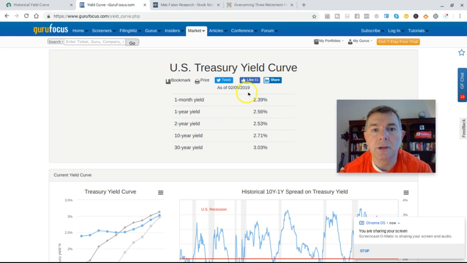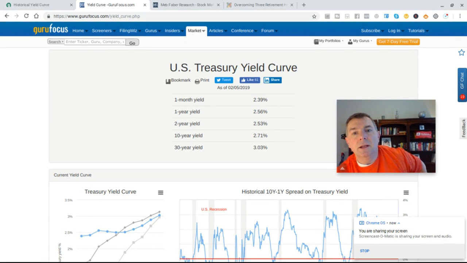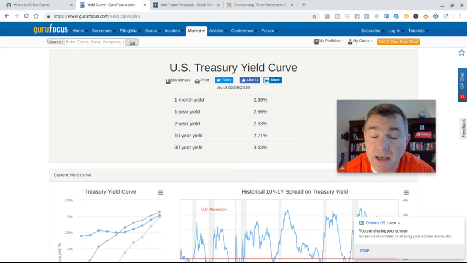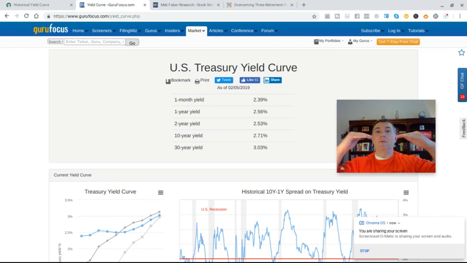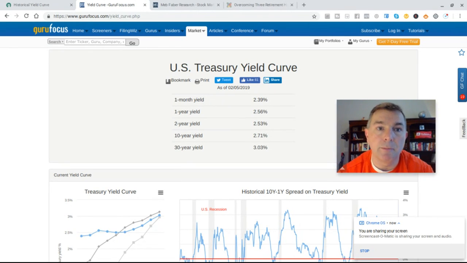All right, so here's our yield curve right now, and I didn't draw it, probably should have. But anyway, the 1 month yield, as of yesterday or 2 days ago, is 2.39. The 30 year yield is 3.03. So basically what we're seeing here is a gentle slope. You're basically saying I'll buy a 1 year bond for 2.5, or I could buy a 30-year bond for 3. That's not much of a difference in terms of the yields. So some people say that's not an inverted yield curve. It's essentially a flattened yield curve, and that predicts something.